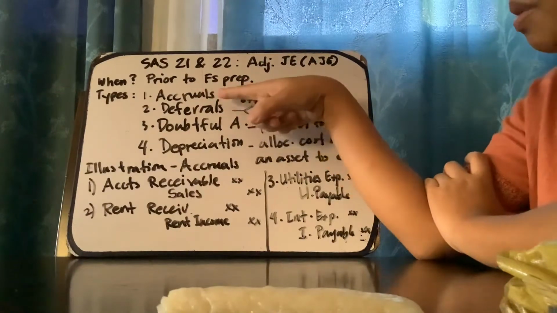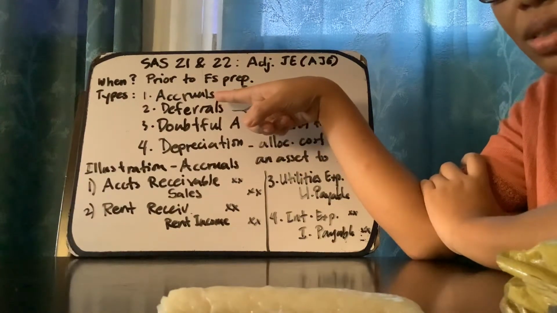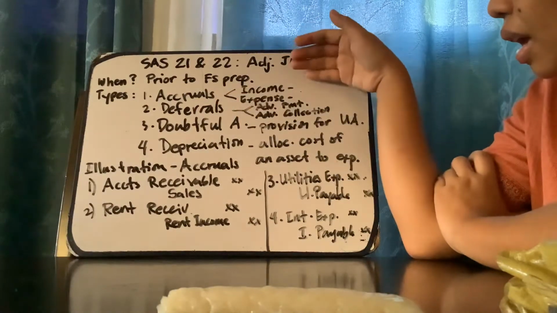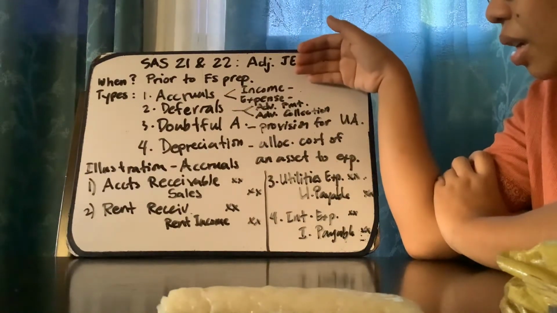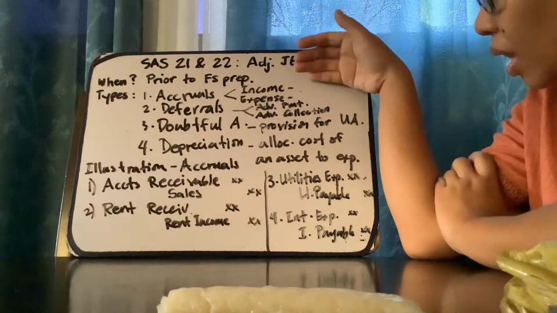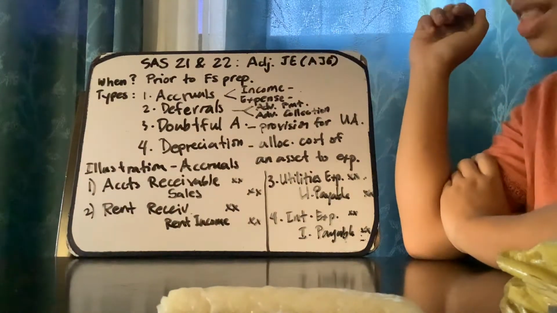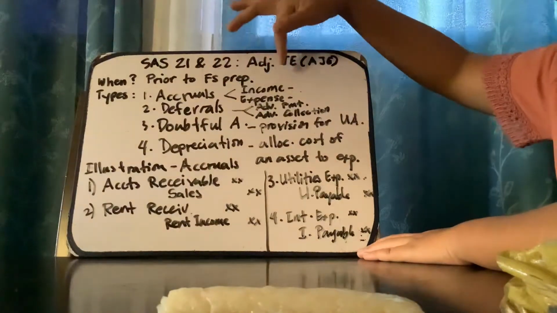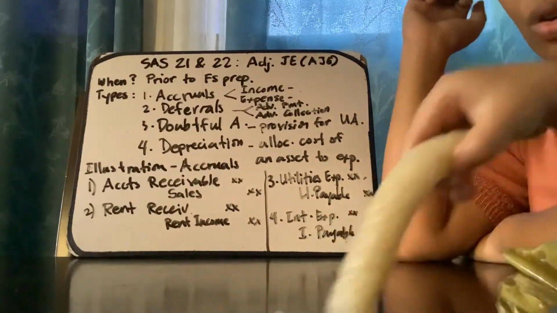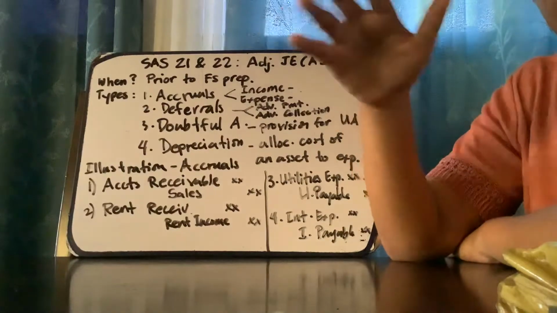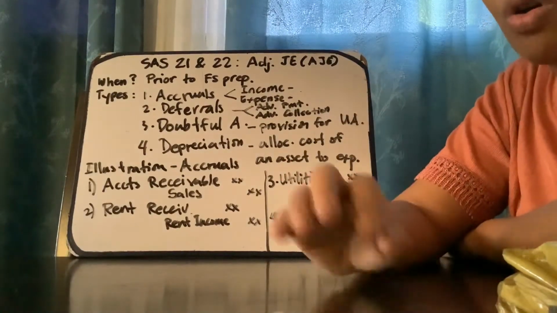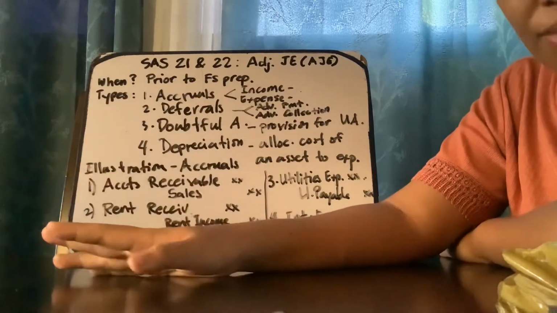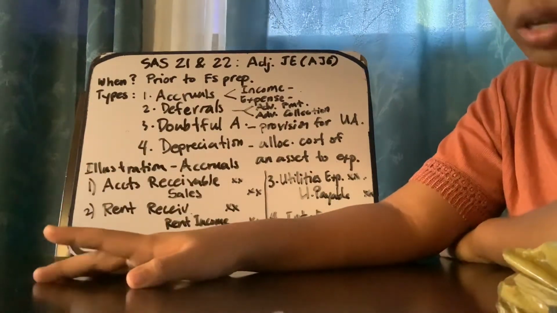I know this is familiar to you, accruals. Accruals may either be relating to income or to expense. So, when we talk of accruing income, what does it mean? We record income or we recognize income when it is earned, regardless when we receive the payment from the customer.